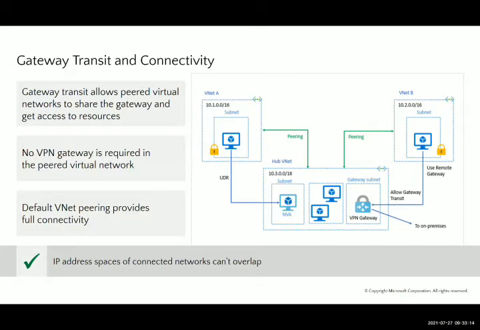And the last, not the least, VNet peering provides full connectivity. So it means like the default VNet. What is default VNet? When you create your subscription, you are going to get a default VNet there, right? So that is the default VNet we are talking about. And you can add another VNet also on top of it. But peering will be happening, the connectivity will be happening through your default VNet. And the last, IP address spaces of connected networks can't overlap.